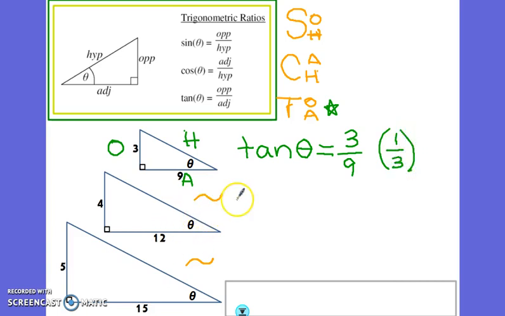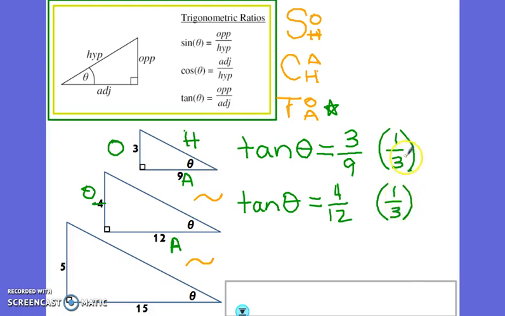On this one, if I set up a tangent ratio, tangent, again, is going to be opposite over adjacent. We have the same orientation here. Tangent is opposite over adjacent. So kind of the same setup on this one. Tangent of that angle is 4 over 12. Again, you could leave it like that, or you could reduce it. If you reduce this one, you get 1/3.